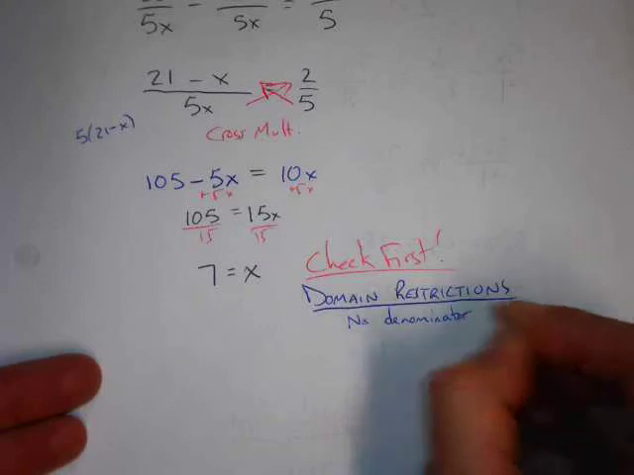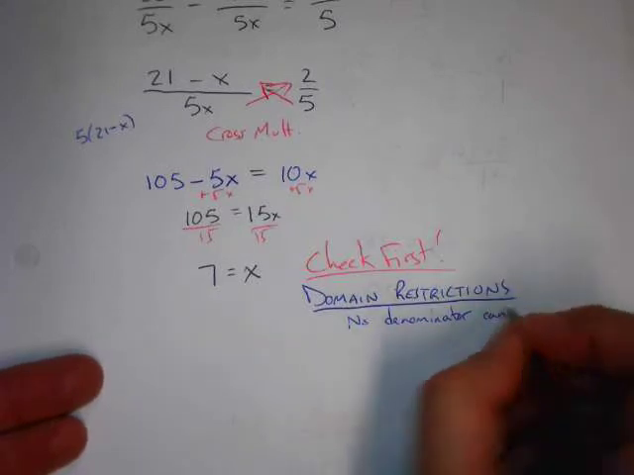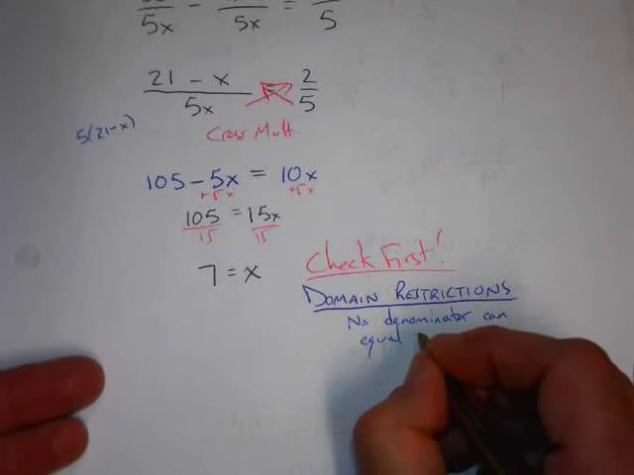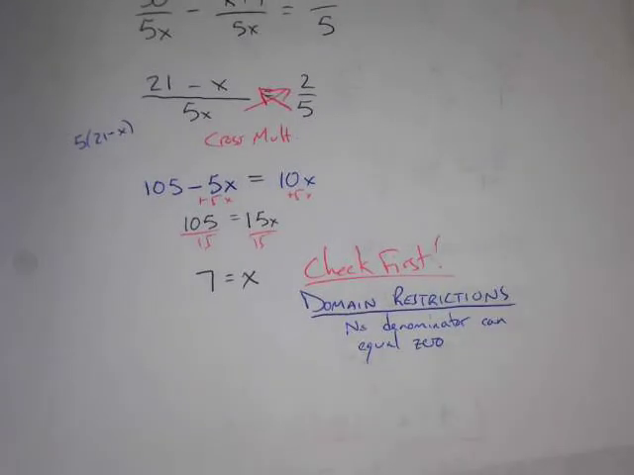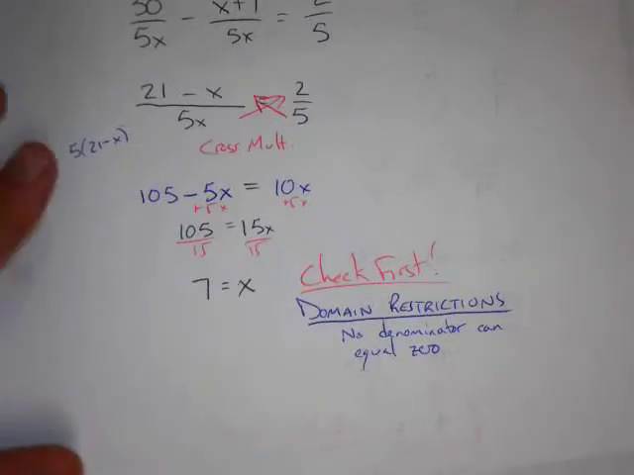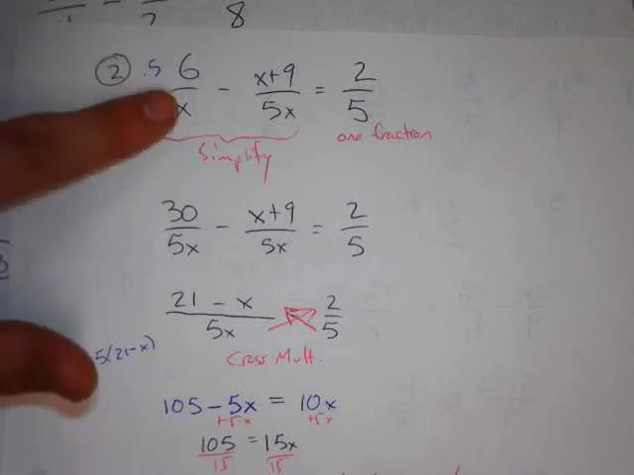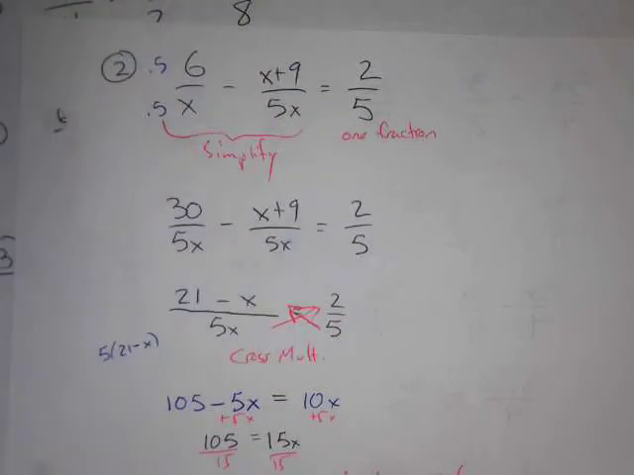So the first thing we have to do is look for domain restrictions before we start circling answers. No denominator can equal 0. So we look at every denominator that we ever had in this problem. We start at the very beginning. We had denominators with x's in them.